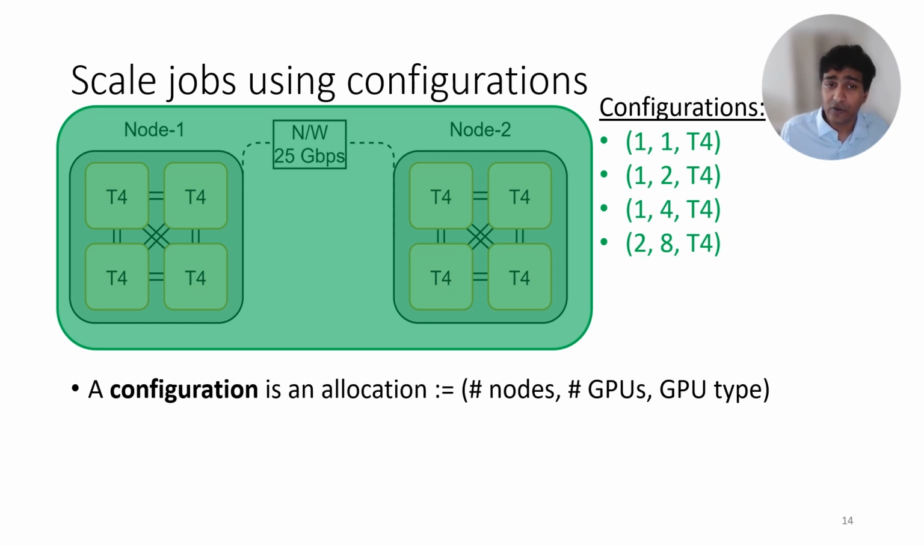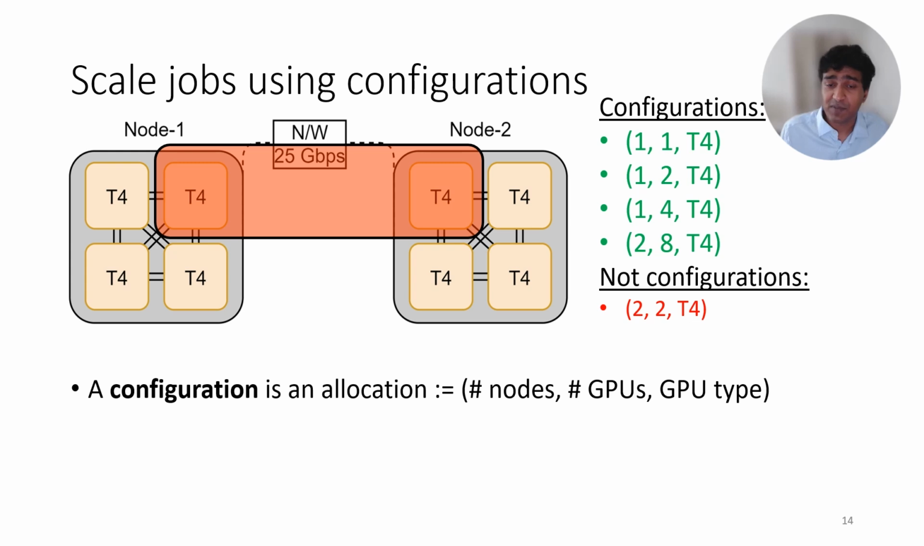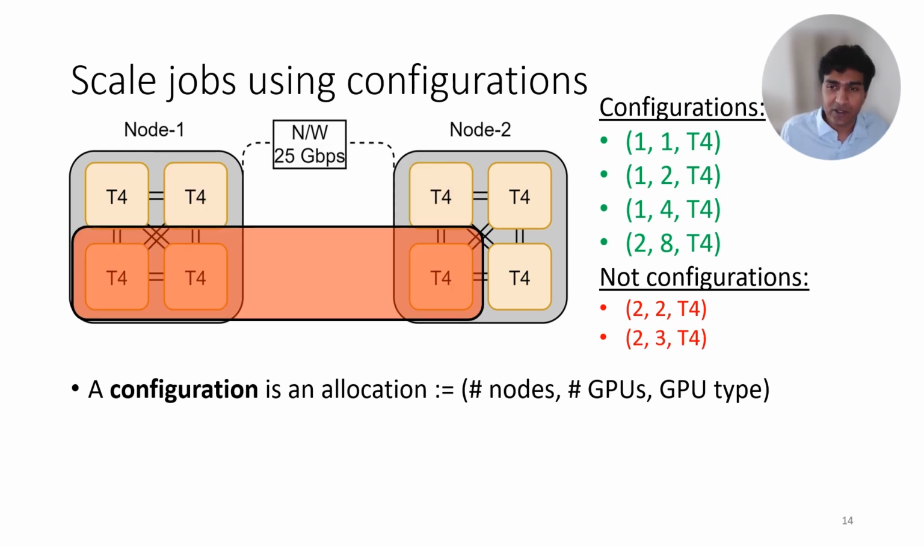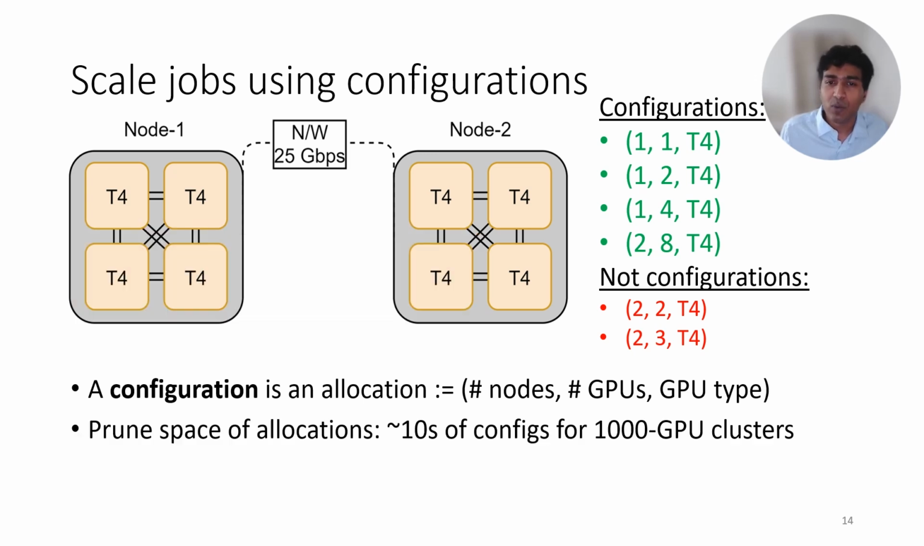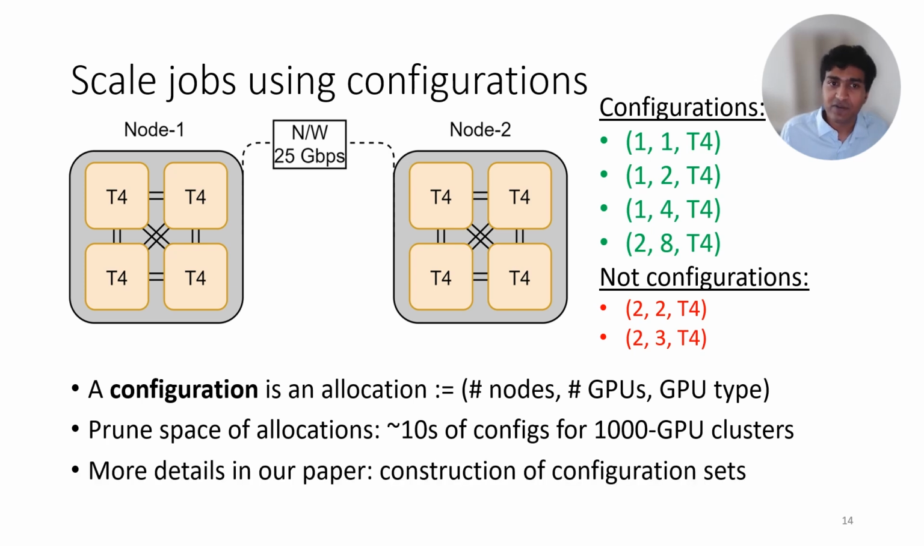For example, this allocation that spreads 2 GPUs across 2 nodes, or this asymmetric allocation that spreads 3 GPUs across 2 nodes. Using configurations, SIA only needs to optimize over tens of allocation choices even for 1000 GPU clusters. Please refer to the paper for more details on constructing configuration sets for heterogeneous clusters.